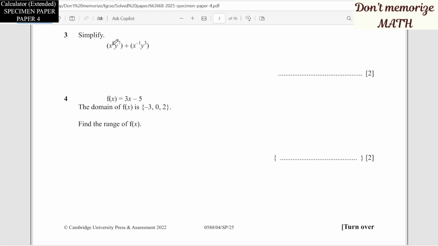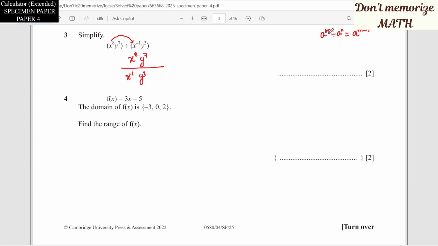Simplify x^8 y^7 divided by x^-1 y^3. Okay, so you can do it directly. Division means we need to subtract the powers, right? So otherwise I will write this one like this for you: x^8 y^7 divided by x^-1 y^3. Okay, I hope you remember a^m divided by a^n is a^(m-n).